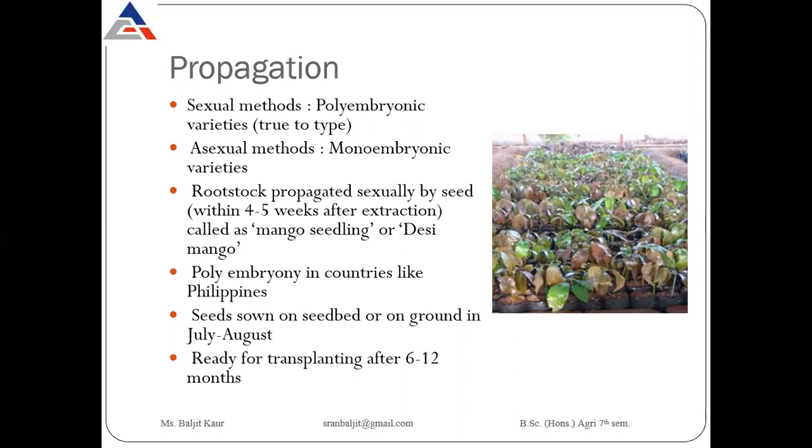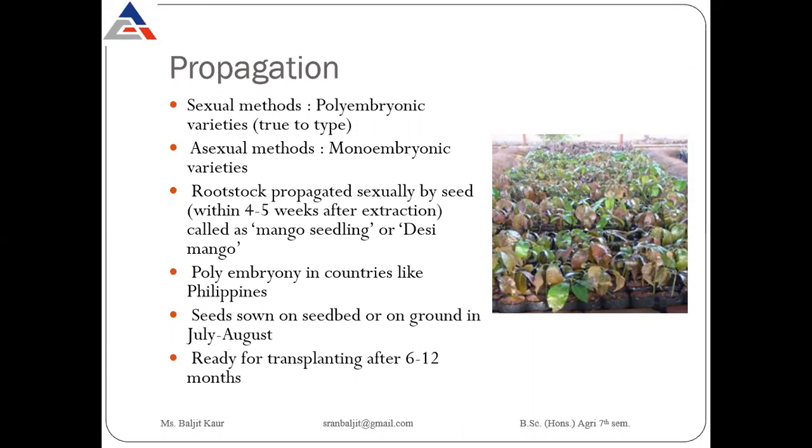Firstly we have to raise rootstock. When we talk about asexual propagation, we have to raise rootstock, and then the scion or budwood is taken from the healthy mother plant and inserted in it. Rootstocks are propagated sexually by seed, right? Seed is extracted from the fruits, and after extraction the seed should be sown within 4 to 5 weeks, right? If we keep the seeds more than 4 to 5 weeks, then they will lose viability.